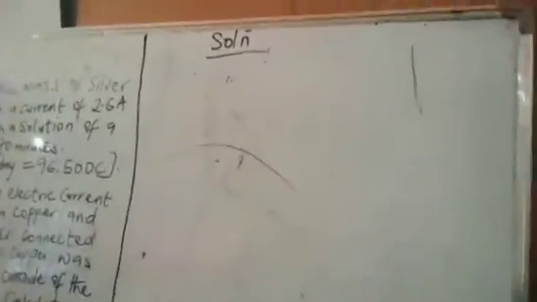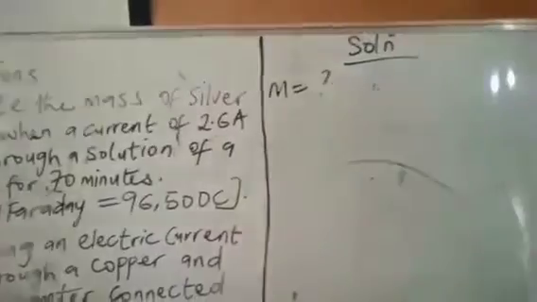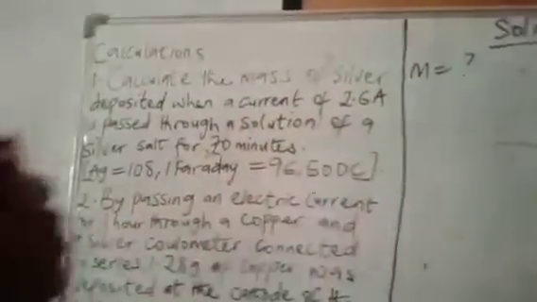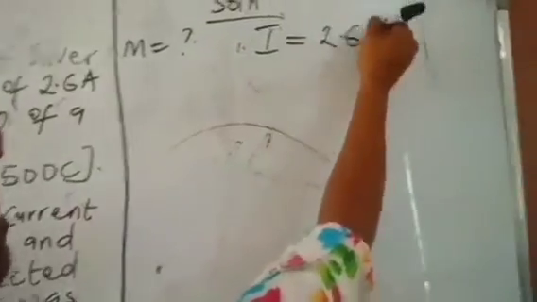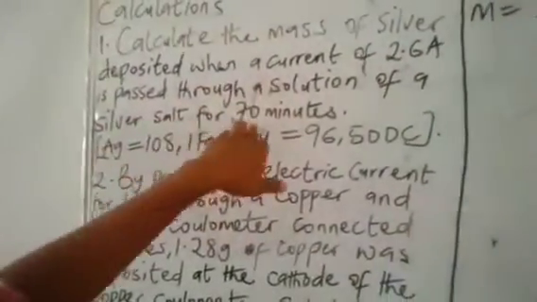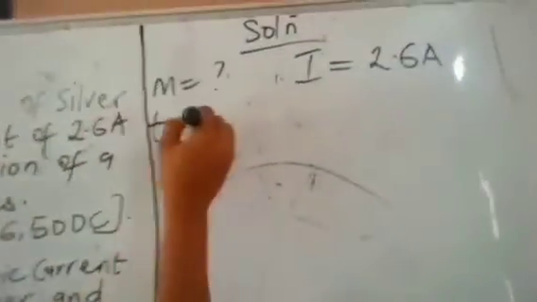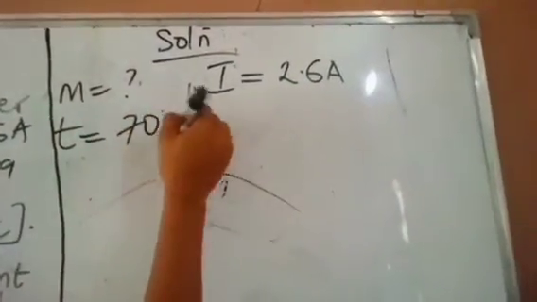Now, from this question, we have some values. We are meant to calculate the mass. We are given a current, I, to be 2.6 amperes. It was passed through for a particular time, so we have our time as 70 minutes.